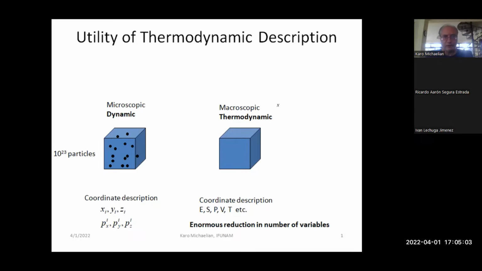And we could, of course, follow the system or study its evolution by using the equations of Newton and taking into account the positions and the momenta and the accelerations if there are interactions between the particles, and determine how the system is going to evolve in time. But with so many particles, that's really impossible to do.